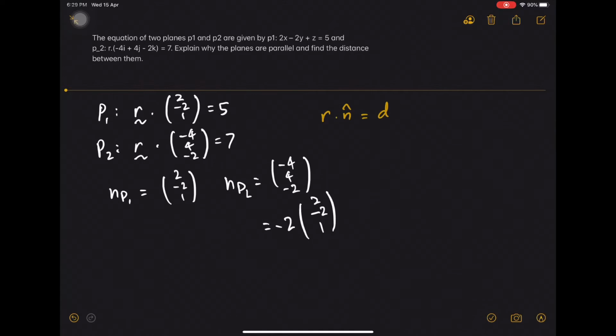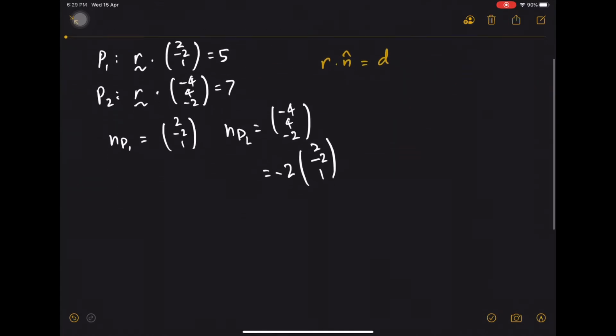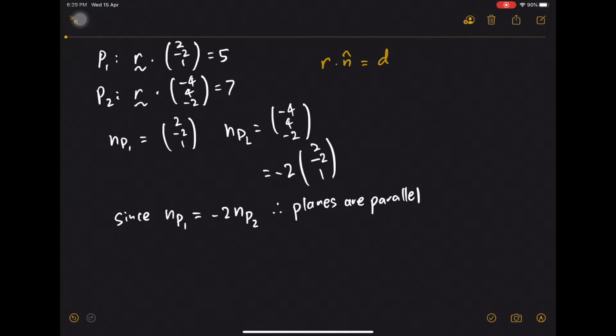All I need to write down is a simple statement: since n_p1 is equal to -2 of n_p2, the planes are parallel. So that is all you need to show to prove that the planes are parallel. Now we're going to jump straight into how to find the distance between the planes.